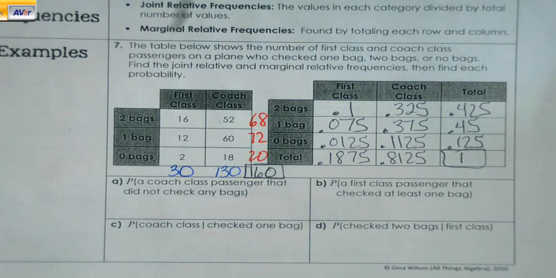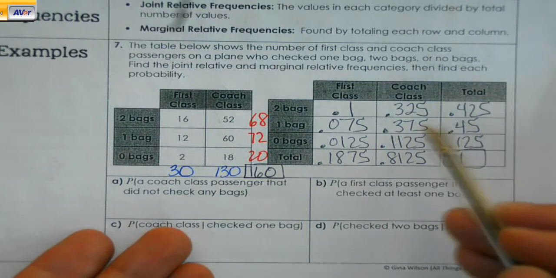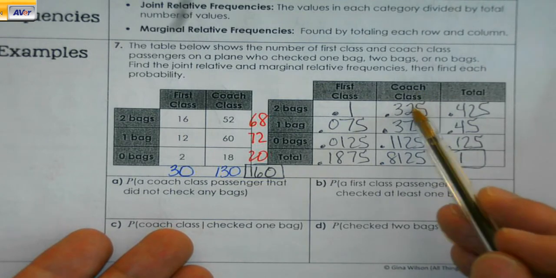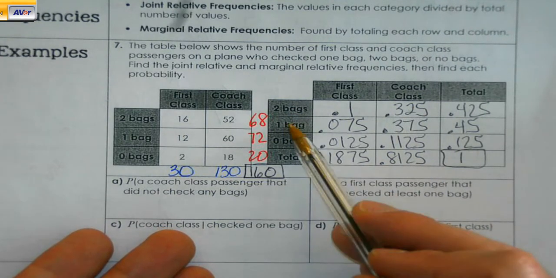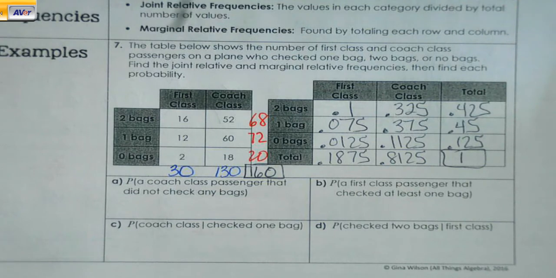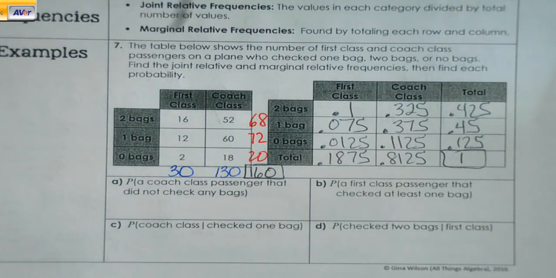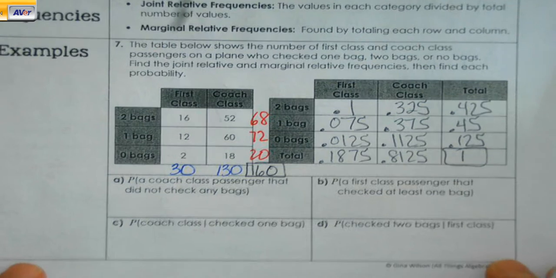So I can look at this now if I'm trying to figure this out and say, wow, check this out. 37%, 32% of my coach class people are having like 1 or 2 bags. Now I got to figure out, am I going to charge them more or am I going to charge them less to try and get more people? Ooh, I don't have many first class people. Maybe I need to reduce my prices. There's a lot of information I can get out of this to help me as I'm moving forward.